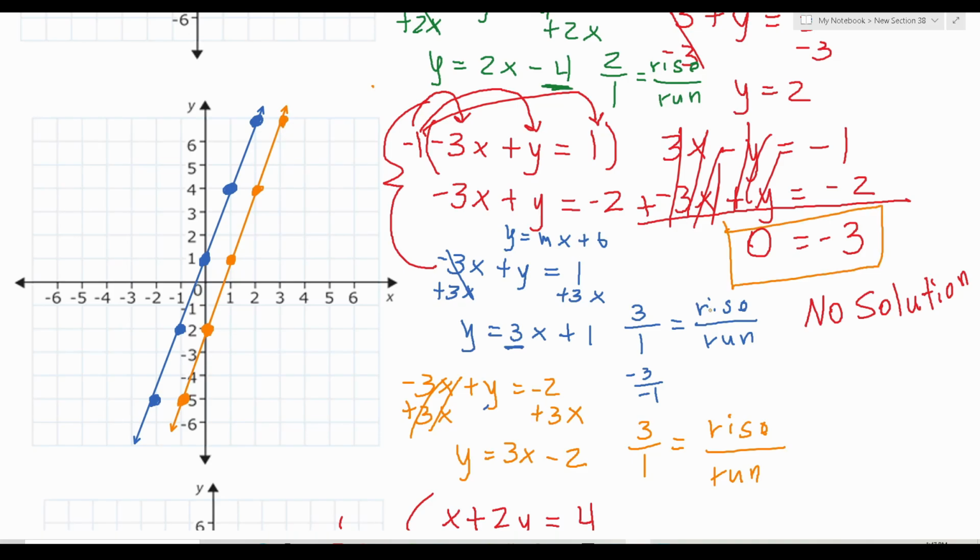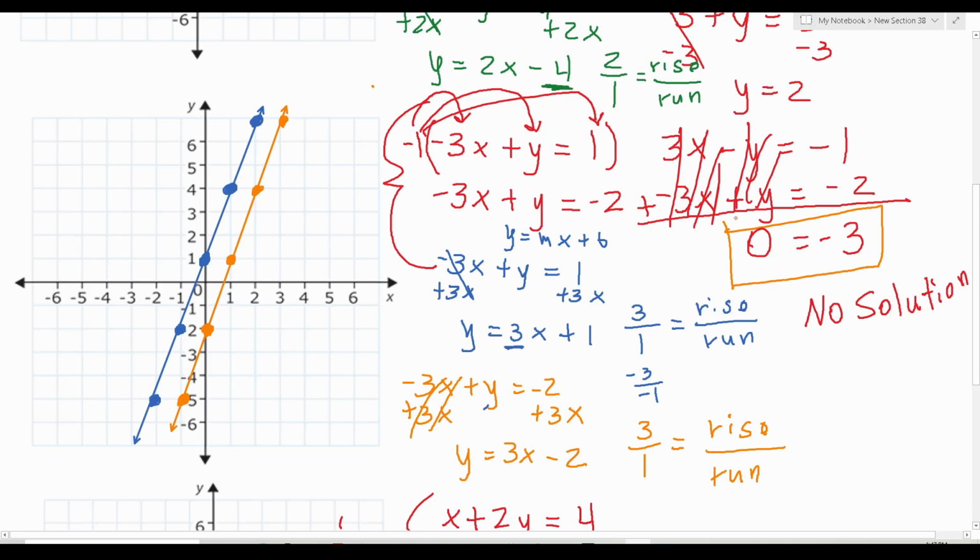All right, what do you notice about these lines? These lines, as it happens, are parallel. So in other words, they're never going to cross each other, which means there's never going to be a solution to this system of equations. So whenever you're solving a system of equations and you have an untrue mathematical statement like this, that should be a clue that the lines are parallel and there's going to be no solution.